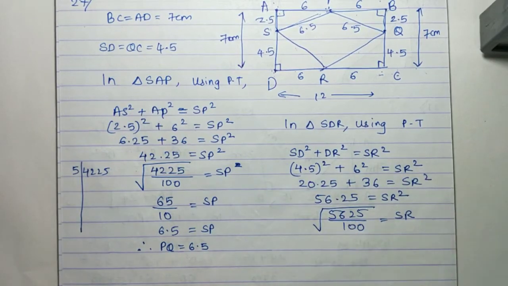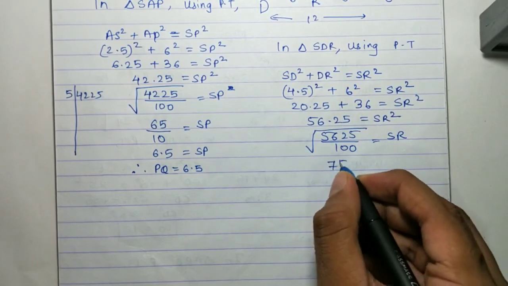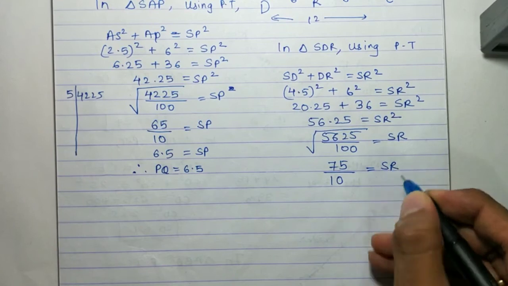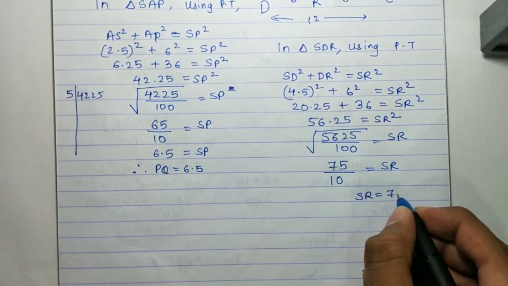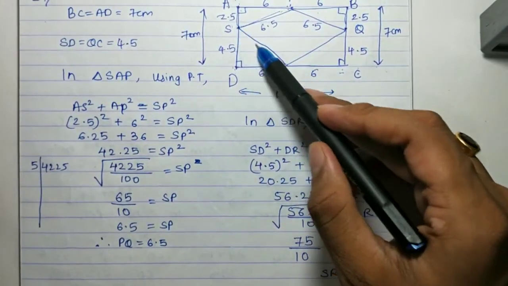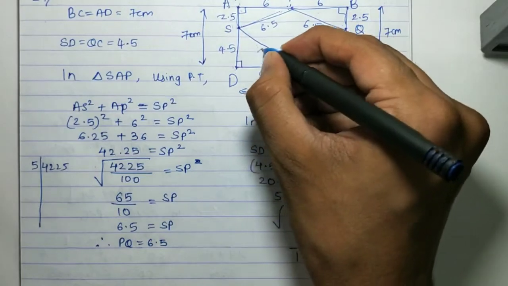Now what is the square root of 5625? You can use prime factorization and find it will be 75, and the square root of 100 is 10. So SR is 7.5. If SR is 7.5, then QR will also be 7.5 because they both are the same.